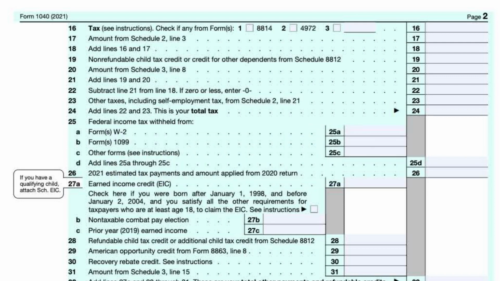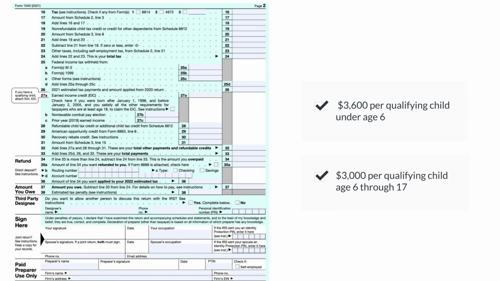The first credit we will be looking at is on Form 1040, line 19. This is the non-refundable part of the child tax credit or credit for other dependents from Schedule 8812. A child tax credit of $3,600 per qualifying child under age 6 and $3,000 per qualifying child age 6 through 17 is allowed. There are a few conditions for this credit.